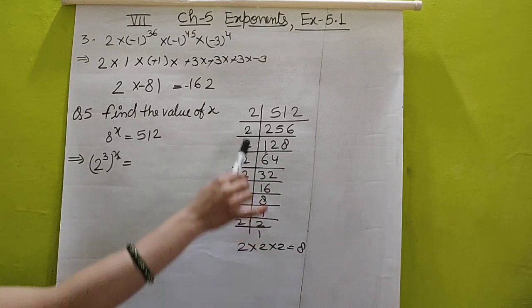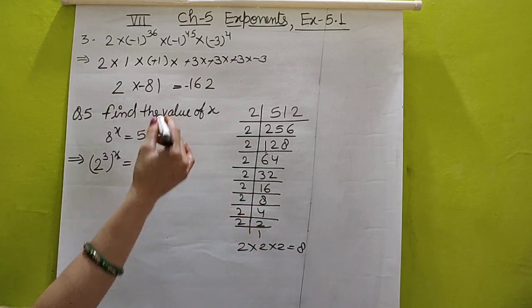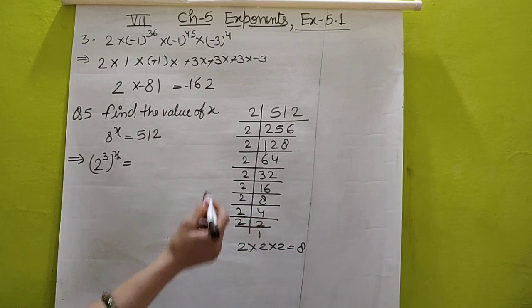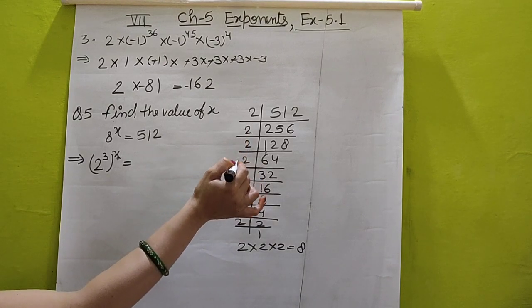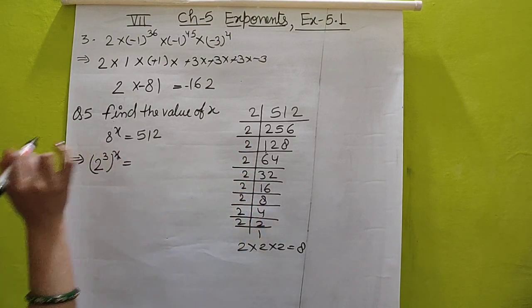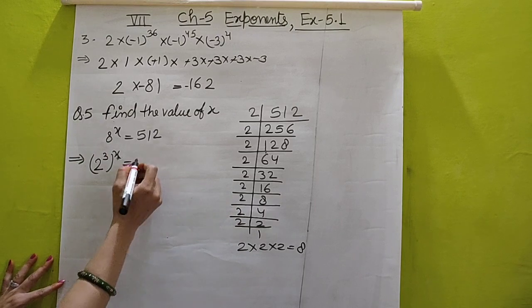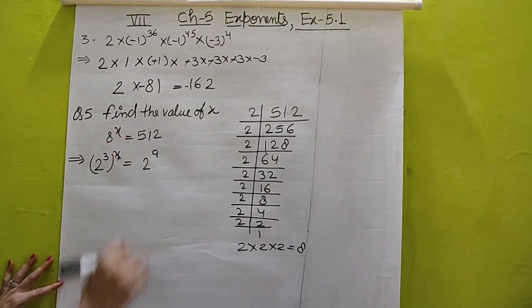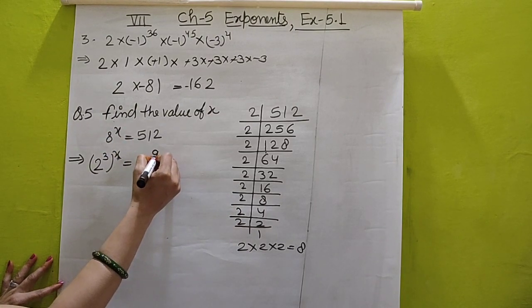You can see here I have divided by 2. Now how many factors of 2 have I got? 1, 2, 3, 4, 5, 6, 7, 8 and 9. So 2 raised to power 9. What will come here, students? 2 raised to power 9 will come here.